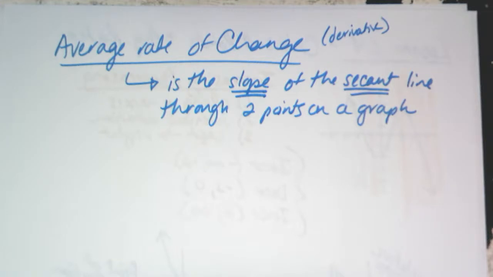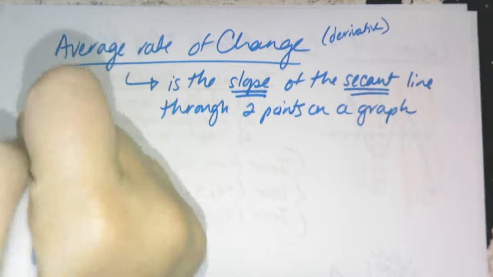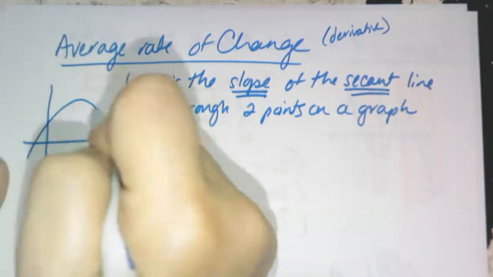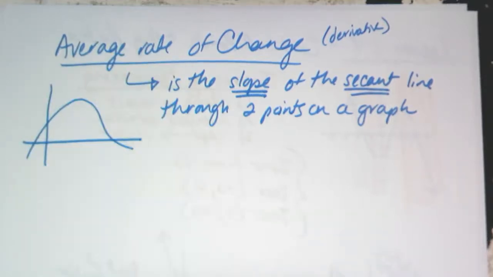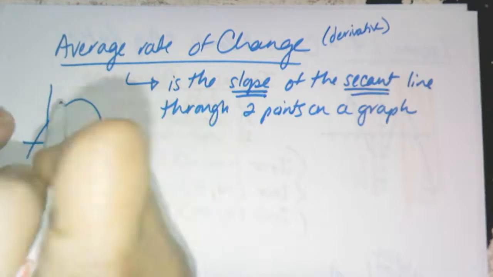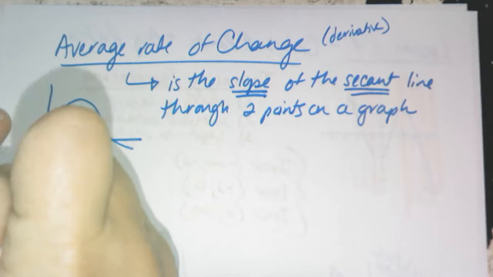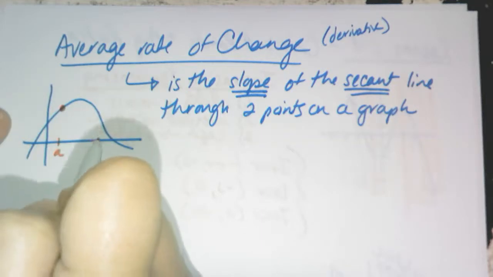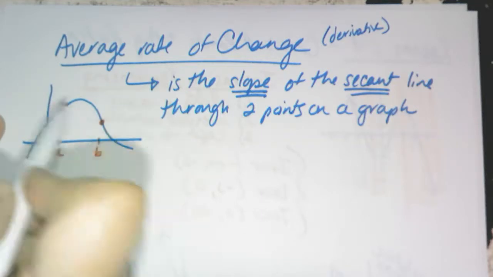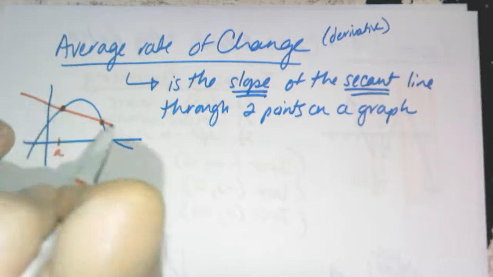Two points. So if I give you a graph with some curve like that, and I want you to find the average rate of change, I'm asking you to find a secant line. I'm asking you to take this point A, and then this point B, and find the slope of this line right here.